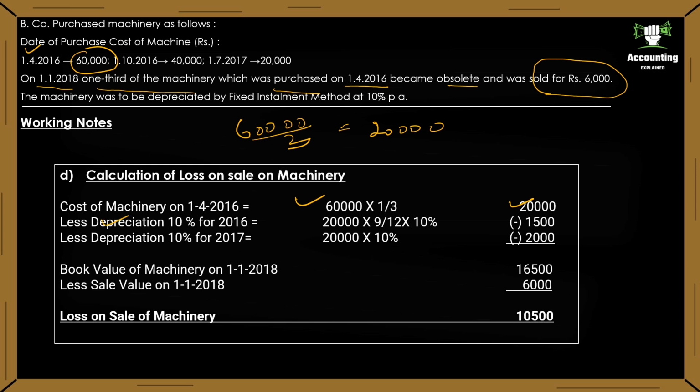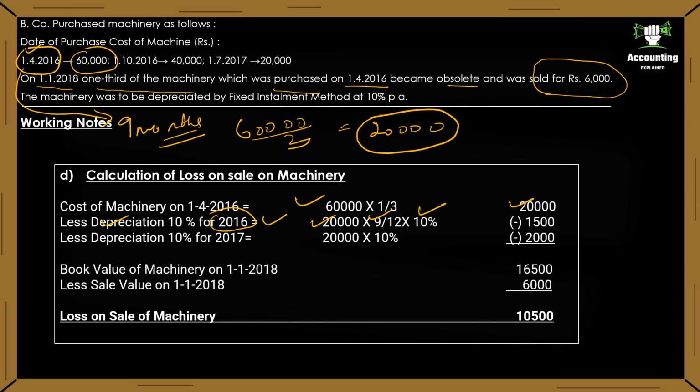Less depreciation for 2016. We have bought this machinery on 1/4. So already we saw that for the 1/4/2016 machinery which was bought, we found out depreciation for 9 months only. So for 20,000 also we will find out for 9 months only. 20,000 into 9/12 into 10% is the depreciation for 2016, amounts to 1,500, which has to be deducted. Then for 2017 we can take the whole year depreciation. 20,000 into 10% we take it straight, less 2,000.